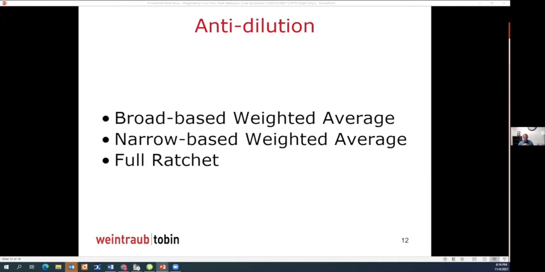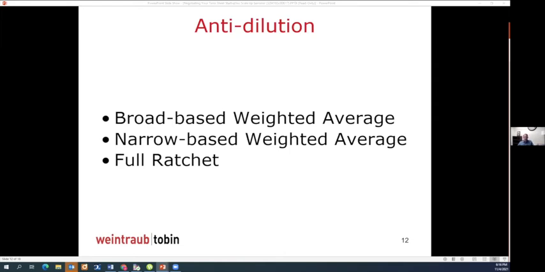The narrow-based basically drops that off and just takes the total number of outstanding preferred shares when it's making this calculation. And then full ratchet is basically when you have that down round, you would change the conversion price of the preferred stock to whatever that down round price is. So I think I skipped over that a little bit. Let me back up.